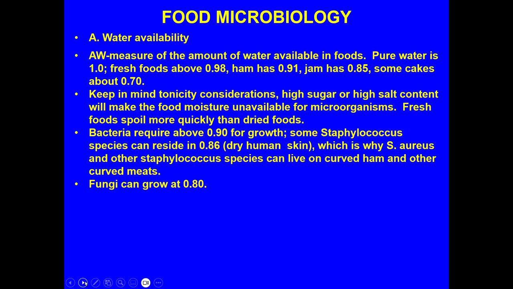Ham has an AW of 0.91. Jam has an AW of 0.85. And we have, of course, some cakes that have an AW of 0.70. But keep in mind, you have to have tonicity considerations. If you forget tonicity, remember, in any solution you have the solvent, such as water, and the solute, which is all of these other compounds. Now, if you remember these from biology, you're going to be thinking to yourself, oh, yeah, tonicity, I can have hypertonic, hypotonic, and isotonic.